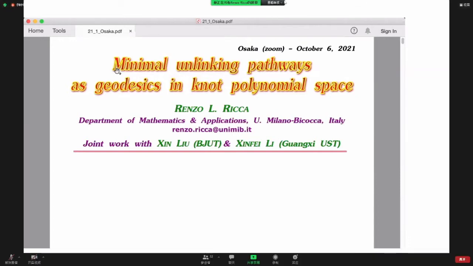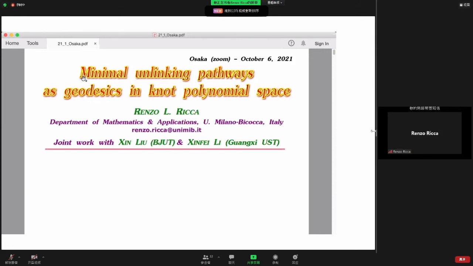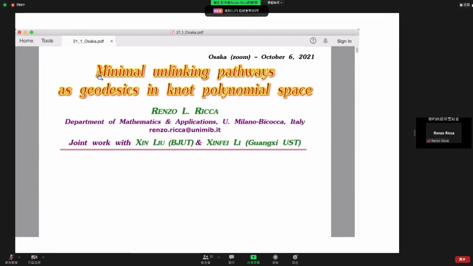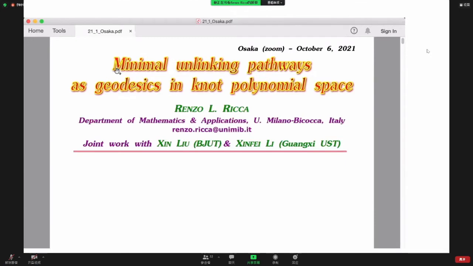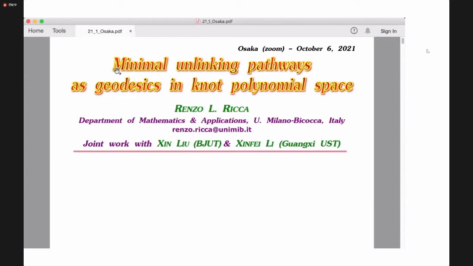Thanks to previous speakers, I do not need to justify connections with helicity, because it is not apparent in the title: Minimal Unlinking Pathways as Geodesics in Non-Polynomial Space. This is joint work with Professor Liu, who just talked, and Xinhui Li, who is now at Guangxi University, and we met when he was visiting Beijing University of Technology.